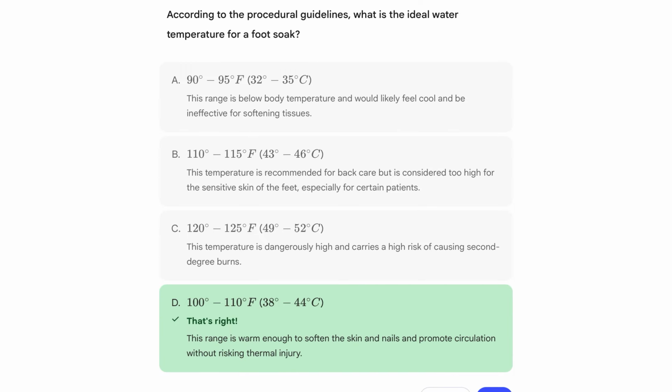Okay. For the foot soak, we will do 100 to 110 degree Fahrenheit. Clear? So, very good. Please be seated.